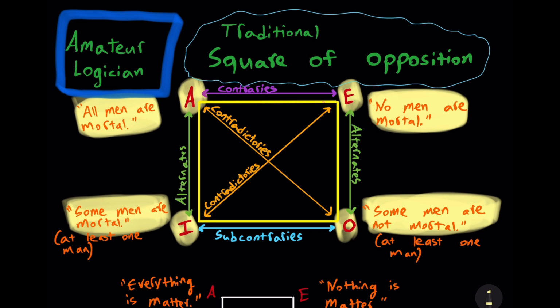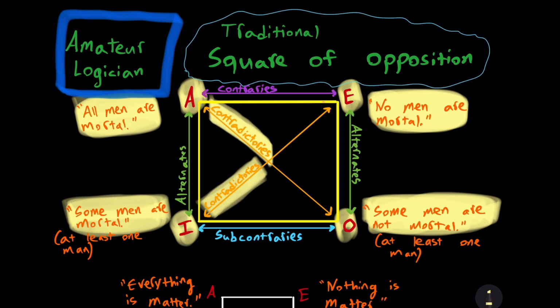Now, the strongest type of opposition on the square of opposition deals with contradictories. We're thinking about A versus O or E versus I. It's the strongest type of opposition because there's a difference in the quality and the quantity. We're moving from the A proposition, which is a universal affirmative, to an O type of proposition, which is a particular negative. So there's a difference both in the quantity and the quality.